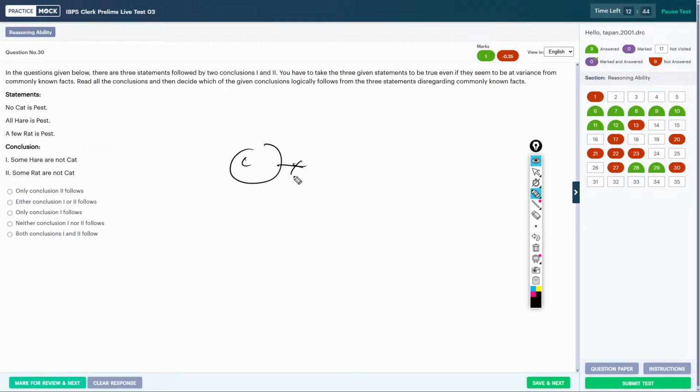Cat, all hair, a few rat. Some hair are not cat. Some rat are not cat.